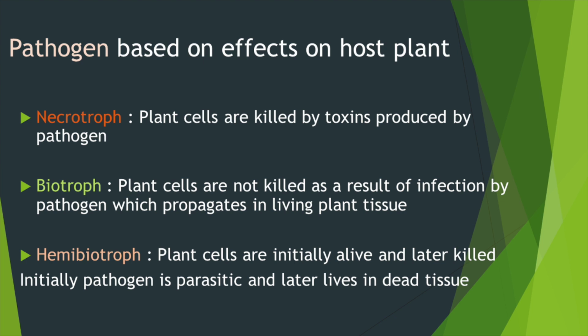The third one is called a hemibiotroph. In a hemibiotrophic pathogen, initially the pathogen is a biotroph. That is, the pathogen is allowed to divide inside the living cell of the plant. But at later stages, once the pathogen divides and produces more of its own, it will kill the plant cell and destroy it, and it will live in dead tissues within the plant as a parasite. So this is the hemibiotrophic pathogen.